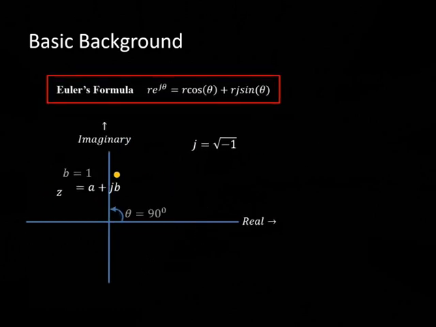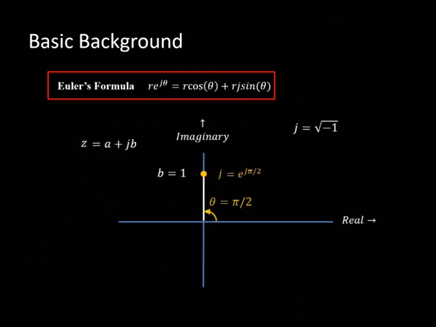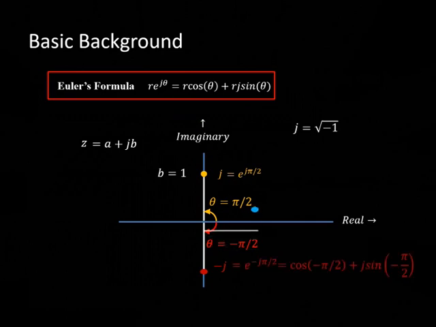A phasor with a very simplified version in the Cartesian plane is j, that by using Euler's formula we can see is equal to e to the j 90 degrees. The following phasors also reduce to very simplified versions, as we can see here. Note that by using Euler's formula we can verify all these identities.